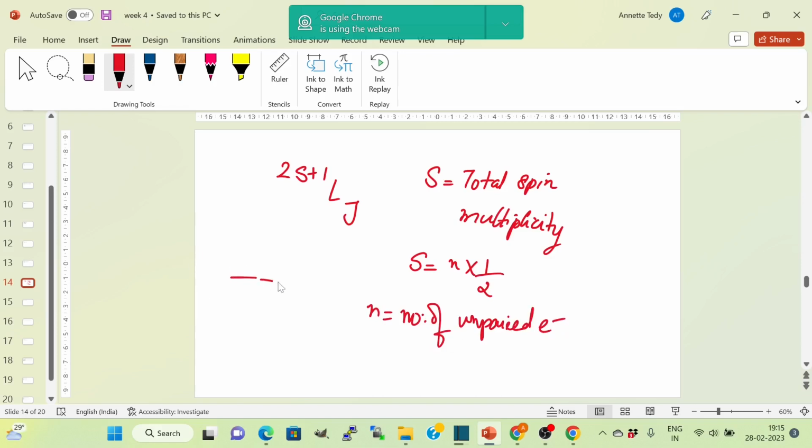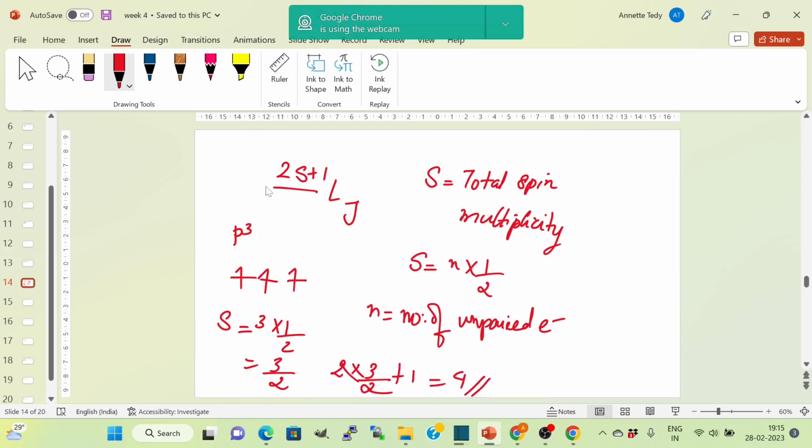For example, let me say P3. P3 is my configuration. For this one, I have 3 unpaired electrons. So S will be 3 into 1 by 2, so 3 by 2. So this 2S plus 1, the total spin multiplicity will be 2 into 3 by 2 plus 1. So it will be 4. So when we notate it, it will be like this, 4 L J.